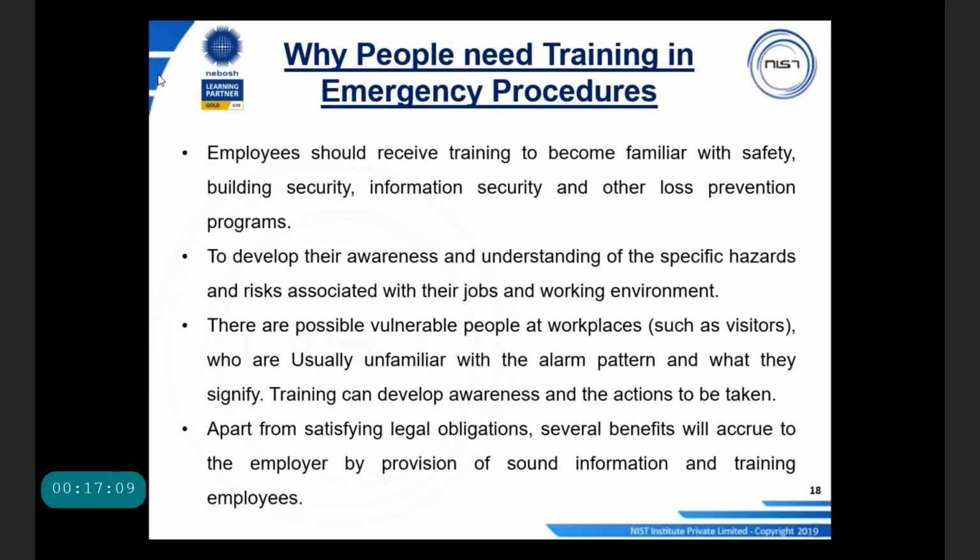Okay. Employees should receive training to become familiar with safety, building security, information security, and other loss prevention programs to develop their awareness and understanding of the specific hazards and risks. Okay. There are possible vulnerable people at workplaces such as visitors who are usually unfamiliar with the alarm pattern and what they signify. So training can develop awareness and the actions to be taken. Apart from satisfying legal obligations, several benefits will accrue to the employer by provision of sound information and training to your employees.